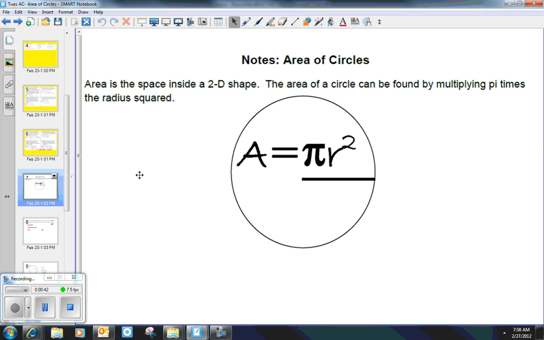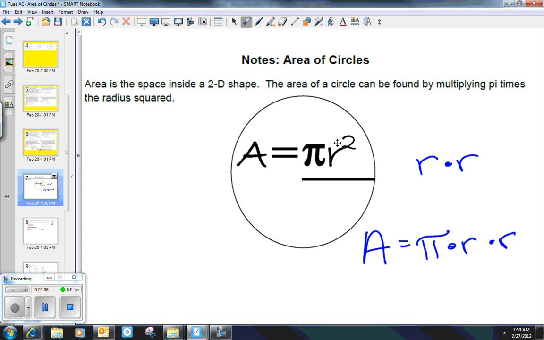Now let's remember what squared is. Squared is not times 2. Squared for radius would be radius times radius. So when we break down this formula, area equals pi times radius squared, what we're actually saying is area equals pi times radius times radius. Okay? When you're solving the formula, you're going to want to square the radius first and then multiply by 3.14, or take pi times radius times radius.